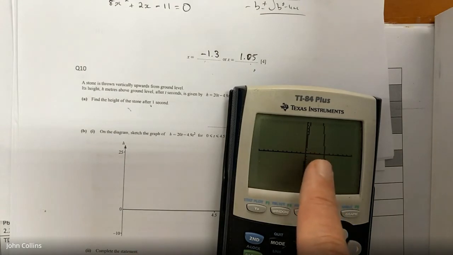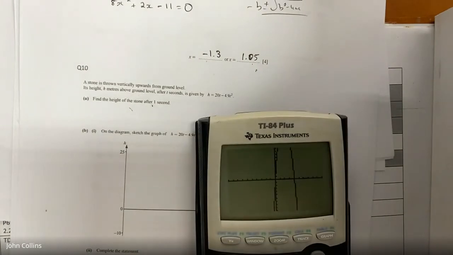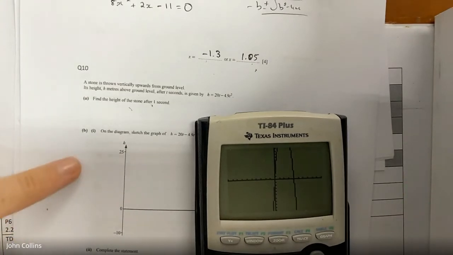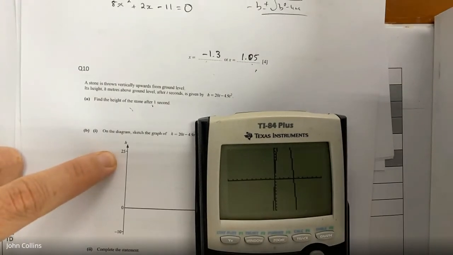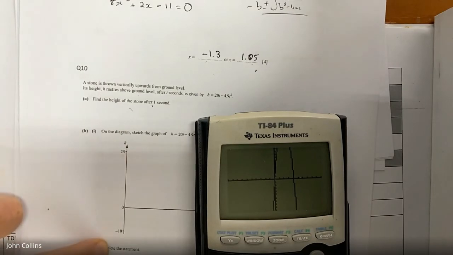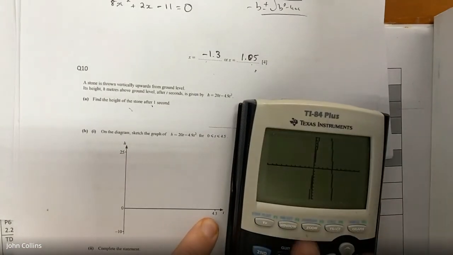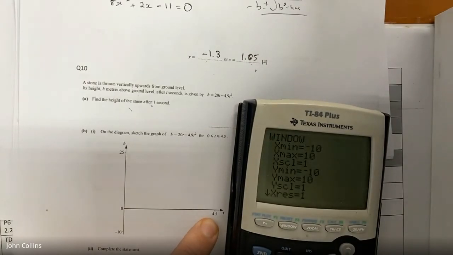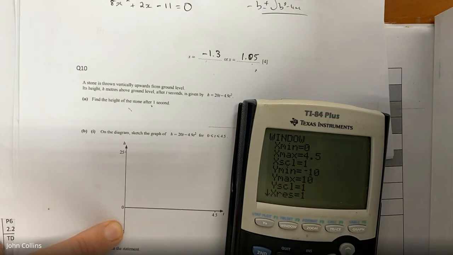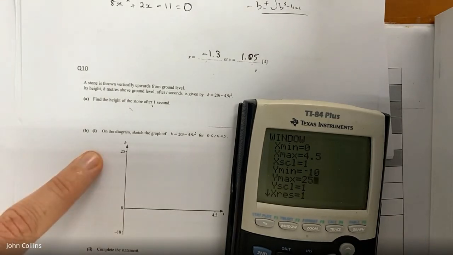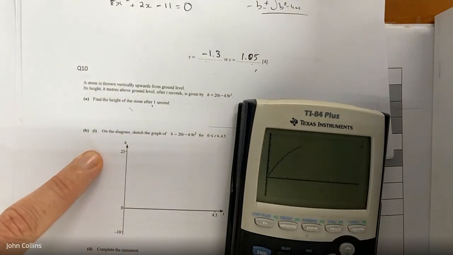Okay, that's going off my graph. Hopefully you can see that. It's too high, so let's change my window. Let's look at the questions window. It says up to 25 here and down to -10, and over here to 4.5. So I think it'd be useful to change my window to the same. So x, let's just have 0 like they have, up to 4.5, and then from -10 up to 25, and then just graph that.